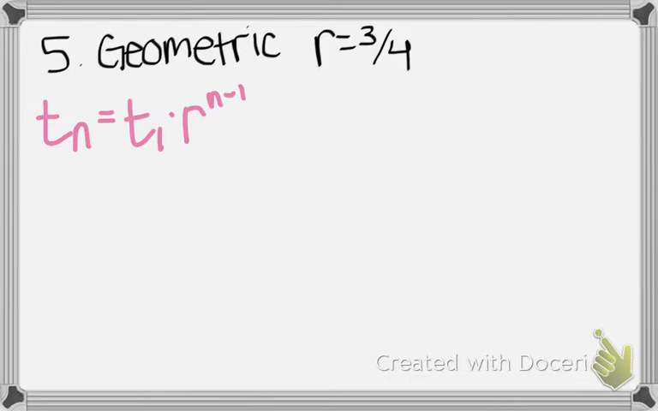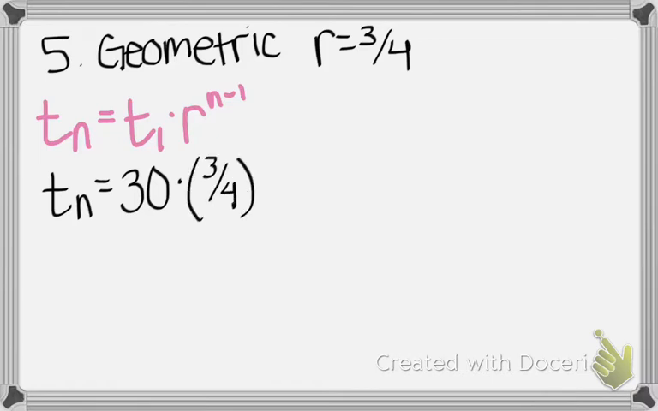So again, I've written the formula for the nth term here, and we're just going to fill in what we already know. So we want to find the nth term. Our T1 is our starting place, and the only other number besides r that we're given is 30. That looks like a really good contender, and that is the highest height, the height that we start at. So that's what I'm going to put in for my T1. I'm going to multiply by my r, which is again 3/4, and that is to the power of n minus 1.